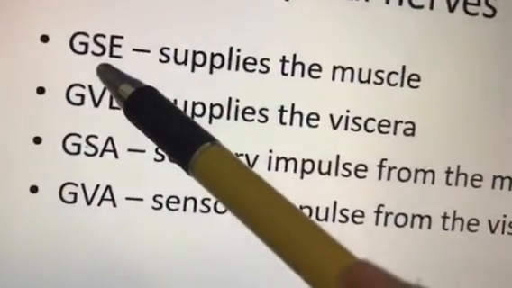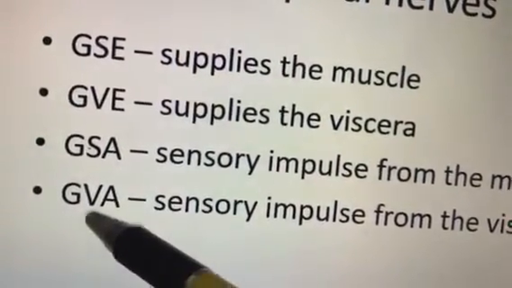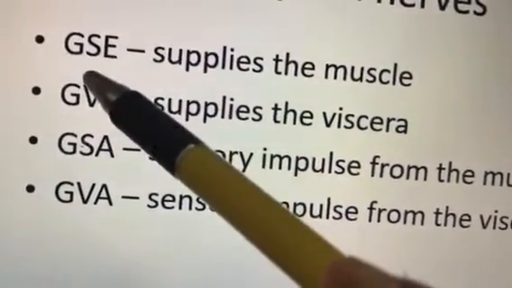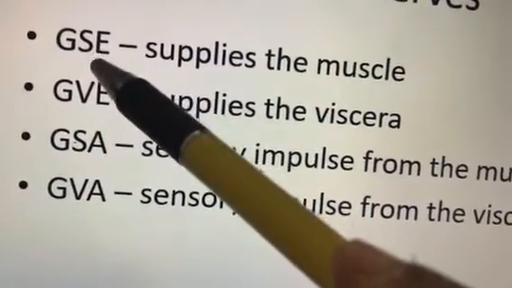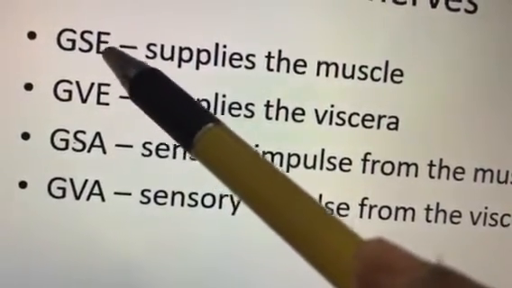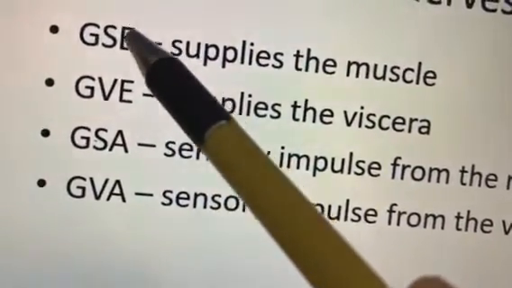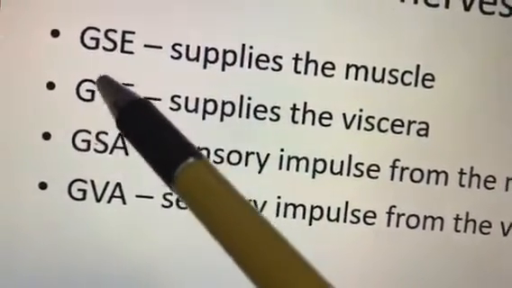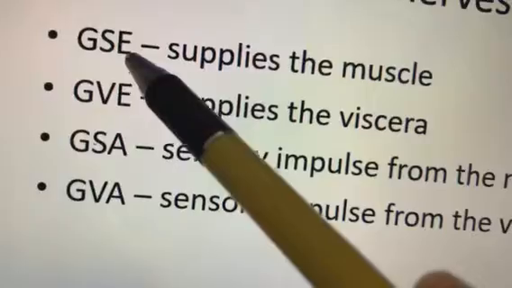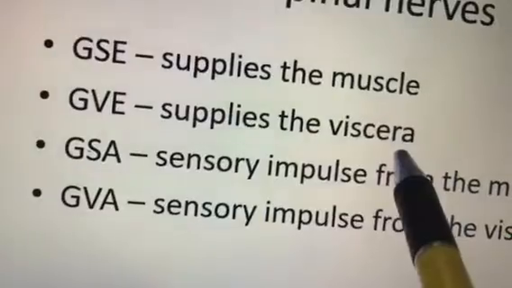And somatic means body wall, and visceral means viscera. Viscera means organs, and here also somatic and visceral. For example, general somatic efferent. Somatic means, I said, body wall. So body wall means a muscle which is attached to the skeleton. That means it supplies the skeletal muscle. Visceral means, just now I said, it is related to the smooth muscle. So general somatic efferent means it should supply the skeletal muscle. General visceral efferent means it should supply the viscera.